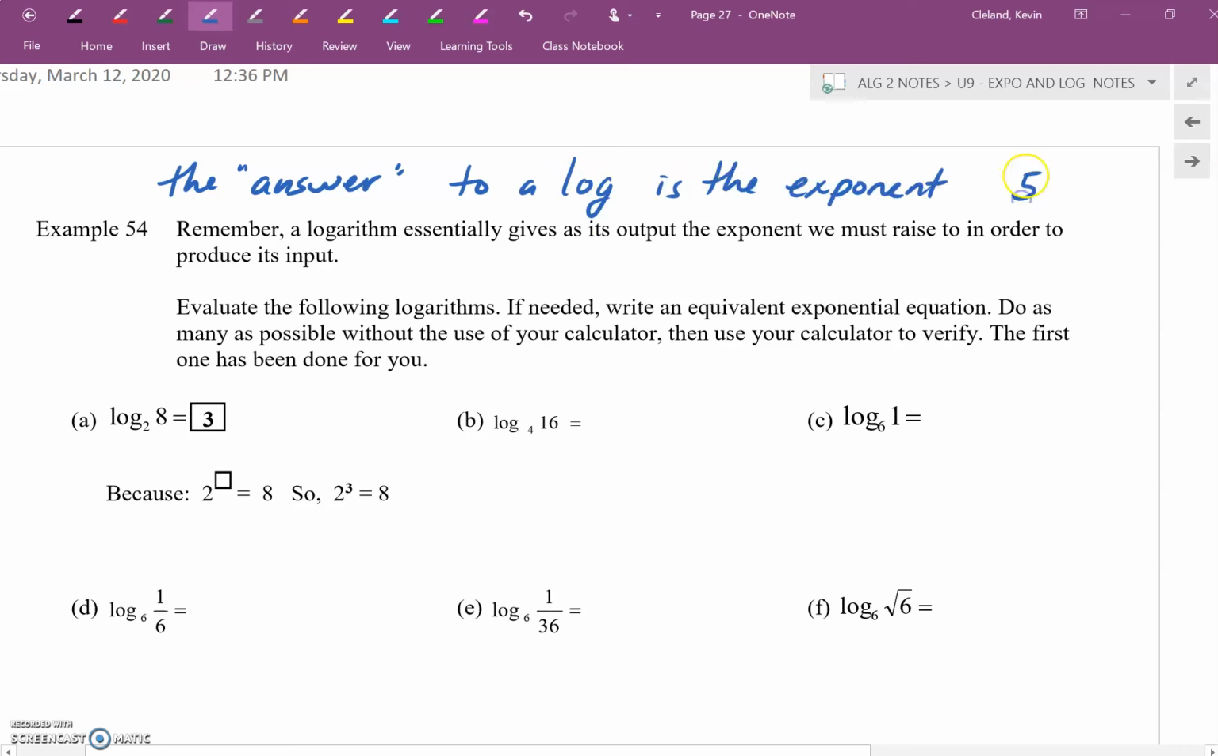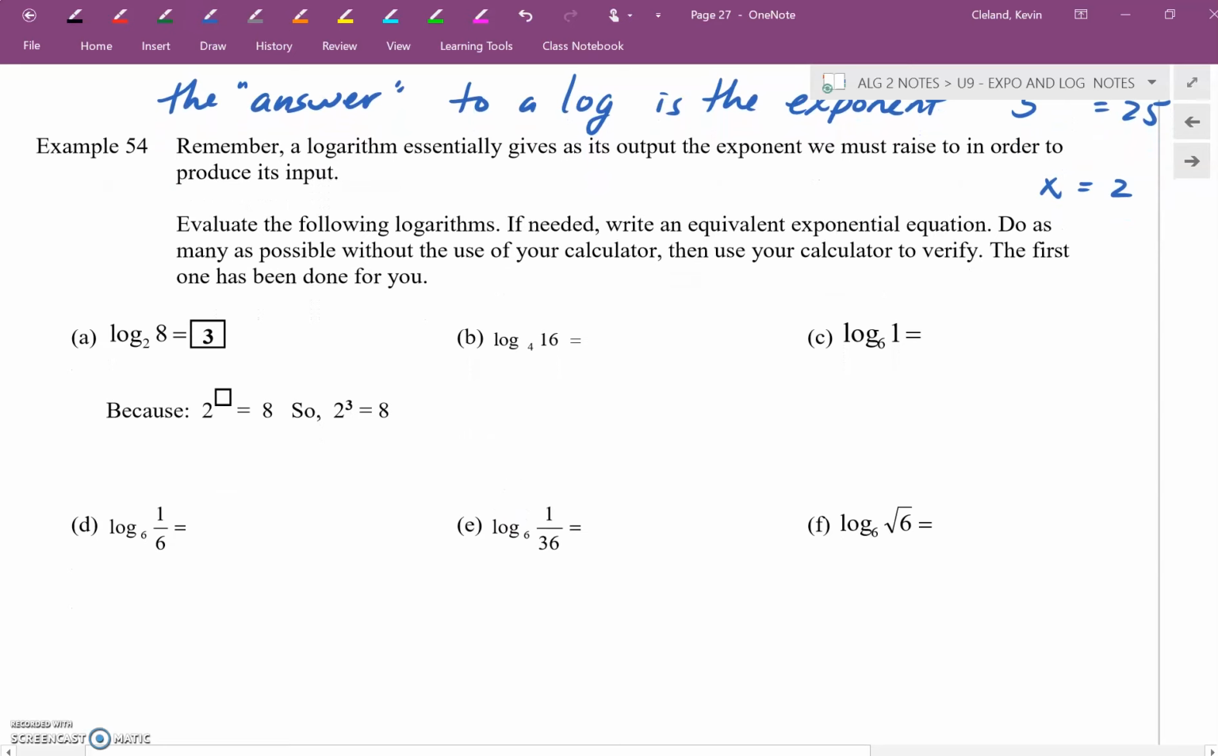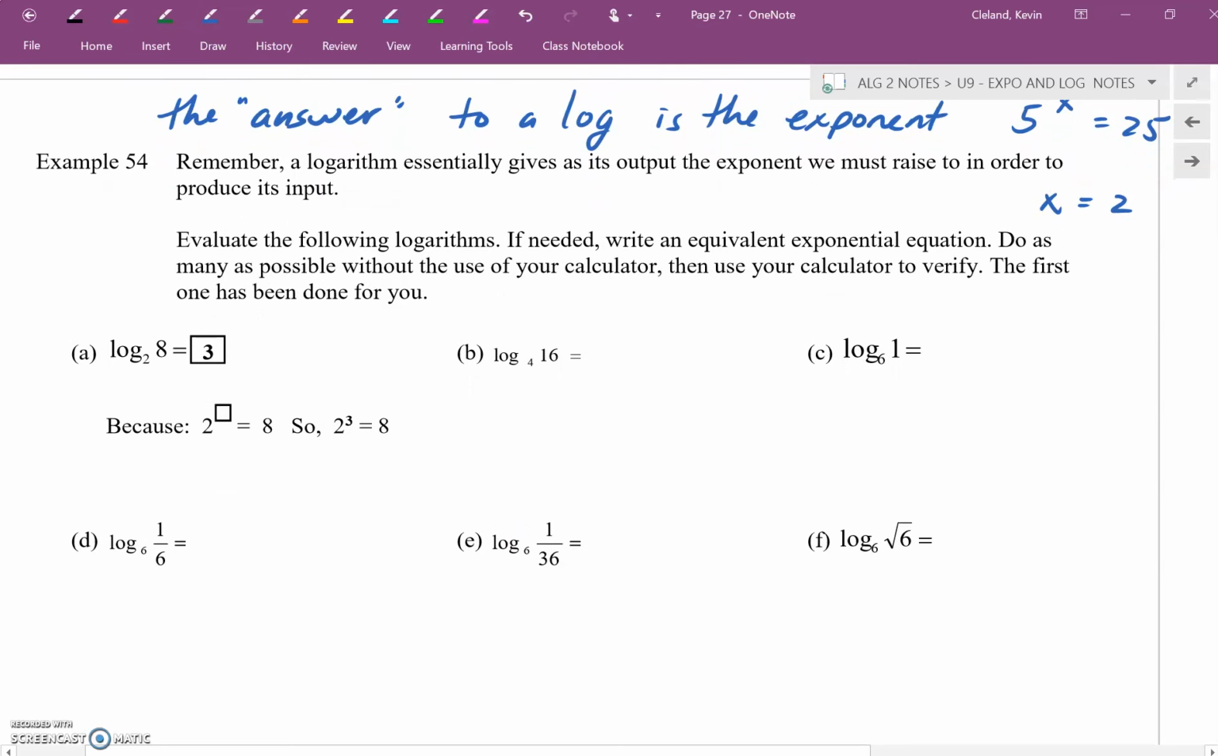So for example, if I said 5 to the what power equals 25, you'd immediately say, oh, 5 to the second power. If we replace that question mark with a variable and say, okay, what would go there? Well, then you could say that x would equal 2. 5 to the second power is 25. So essentially, that's all we're doing. And if you look at it, we're essentially just kind of switching. And this is where these get kind of quick and fun.